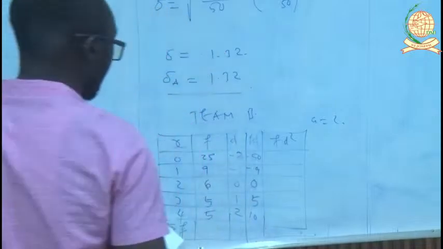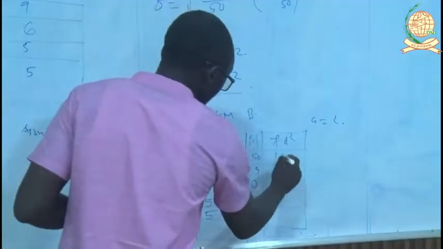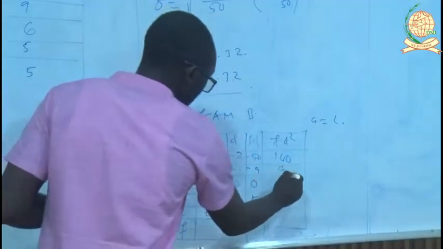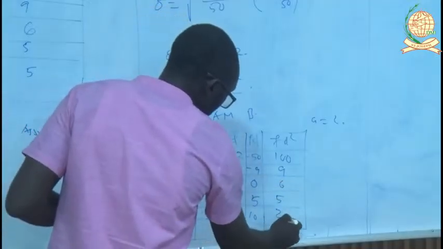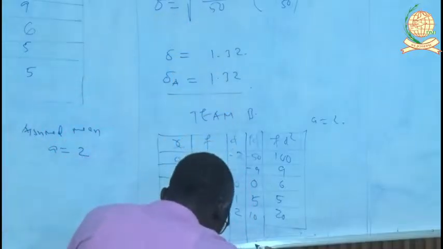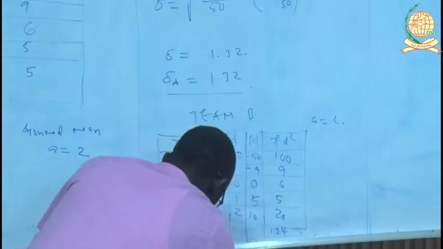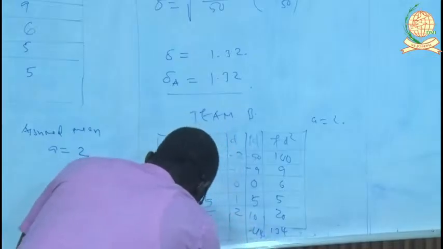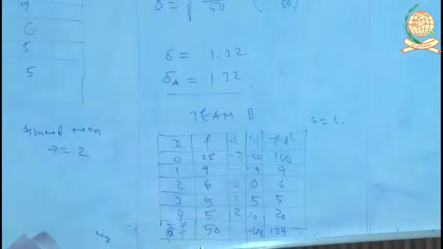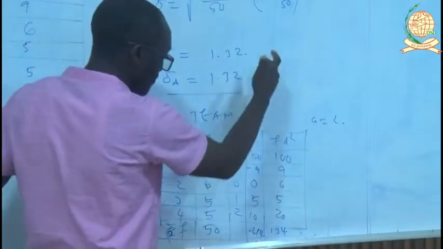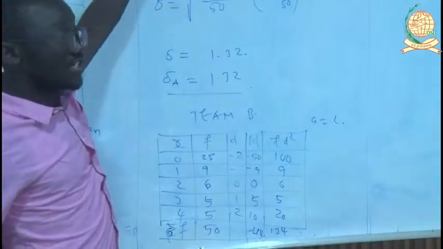Then f of d squared, you square the d, then multiply by f. Squared d here is 4 times 25, which is 100. Squared d times 9 is 9. Squared d times 0 is 0. Squared d times 5 is 5. Squared d times 5 is going to be 20. So the sum of f of d squared is going to be 134. The sum of f of d is negative 44 again, and the sum of frequency is unchanged, 50 again. So we have sum of f of d squared, sum of f of d, and sum of f. This is the form of calculating standard deviation using deviation.